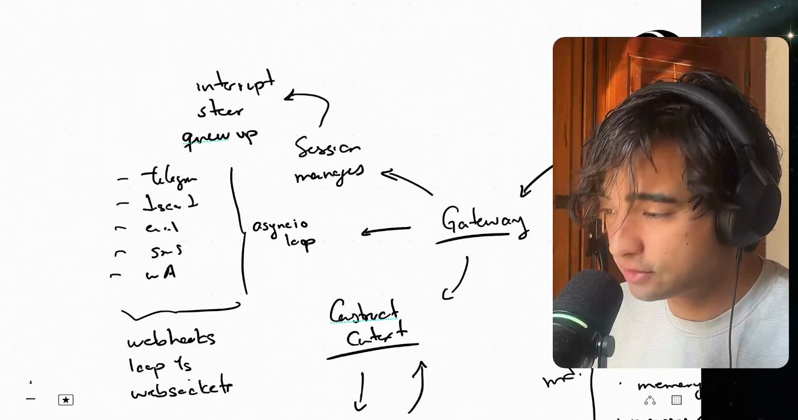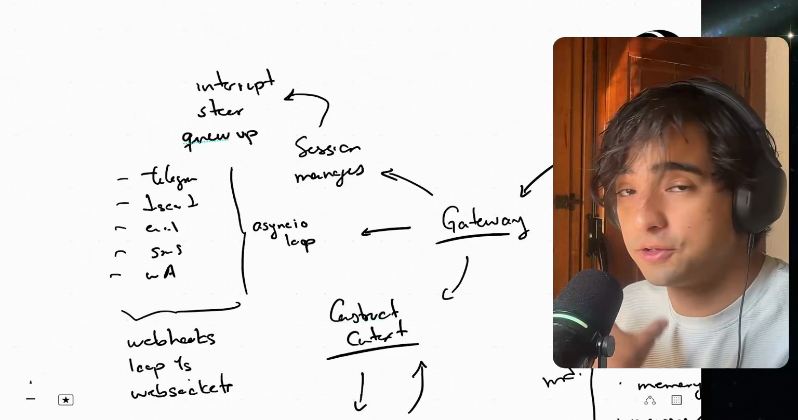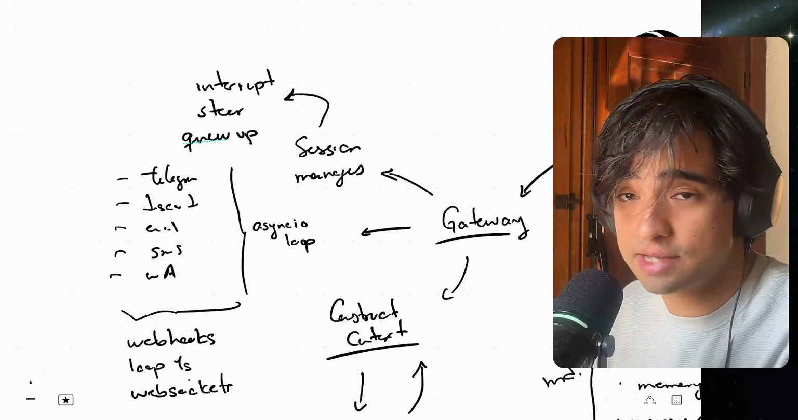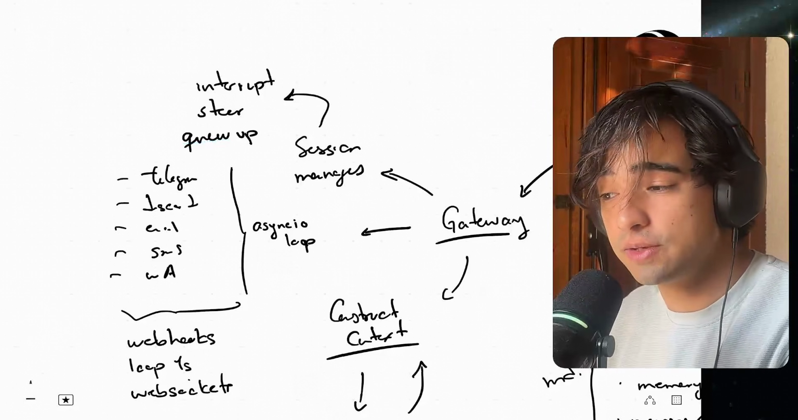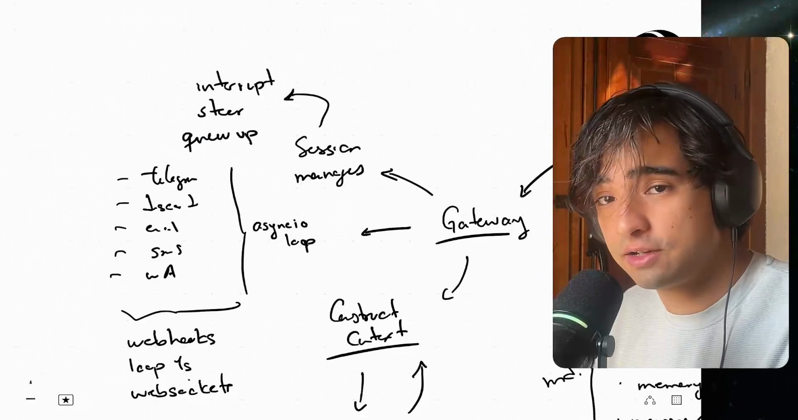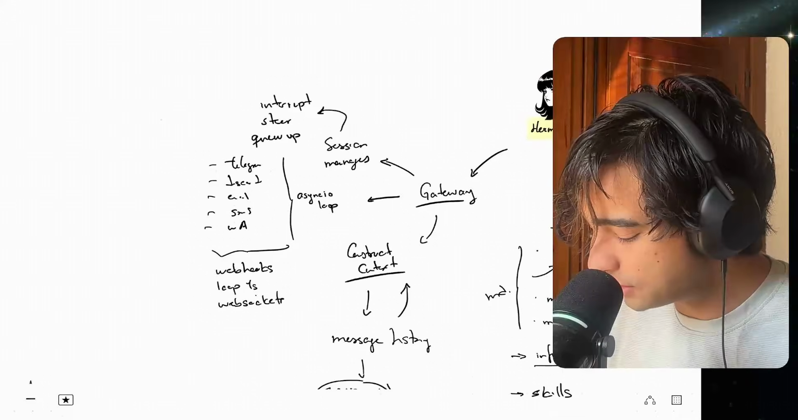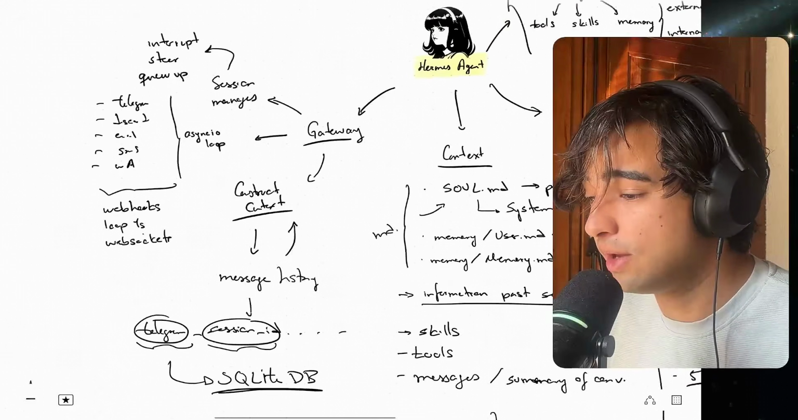And this of course depends on how you send the message. If you use /interrupt, for example, in Telegram, it is going to interrupt it. If you just send it like that, it's going to queue it up. If you send /steer, it is going to steer it, etc. So that is what's going to happen with the gateway.